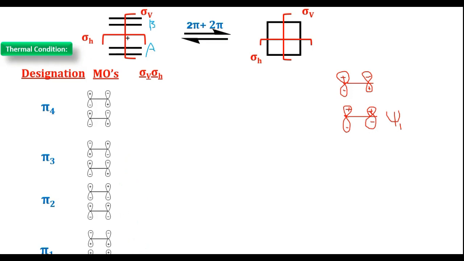You see here, friends, for psi 1 the number of nodes is 0. You start from here, plus, plus, plus, plus, there is no node. Psi 2, number of nodes is 1. The node should be present in the middle of the orbital, plus, plus, minus, minus, the node is present. So you have to follow it in this way. Here psi 3, so here a node is present, here a node is present, so plus, minus, minus, plus. The last one is plus, minus, plus, minus. So this way also you can easily remember the concept.